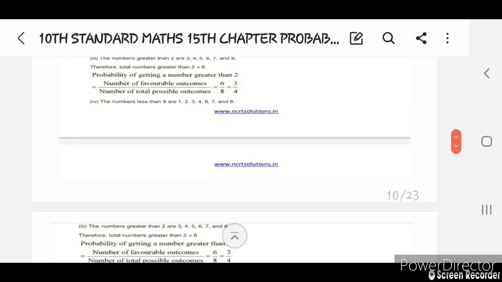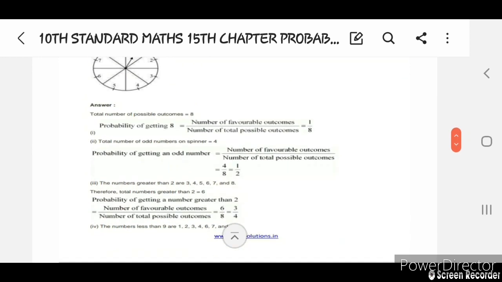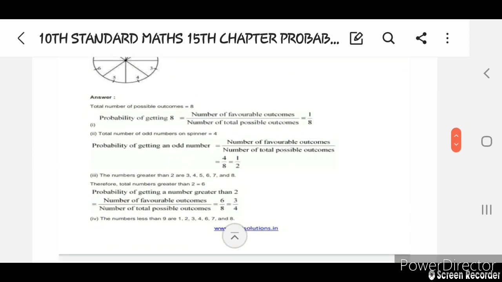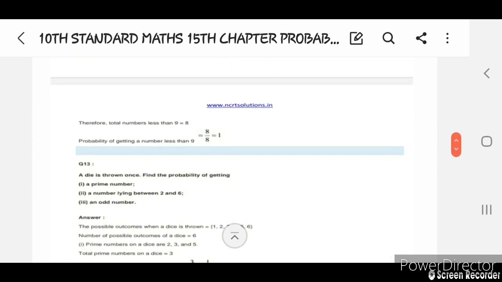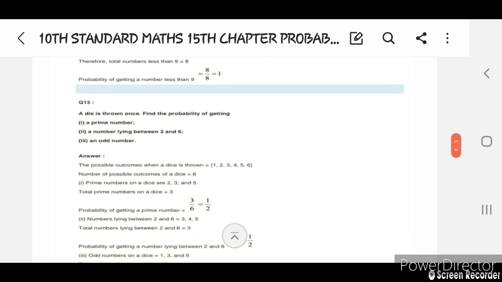Next, a number less than 9. They are asking for numbers less than 9. Here 1, 2, 3, 4, 5, 6, 7 and 8. So 8 by 8, that is 1. 1 is the total answer. Probability of getting a number less than 9 is 1. That's all. Simple. Think correctly. Understand what they are asking. First you read the question.